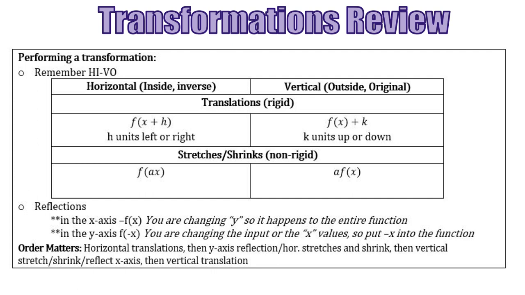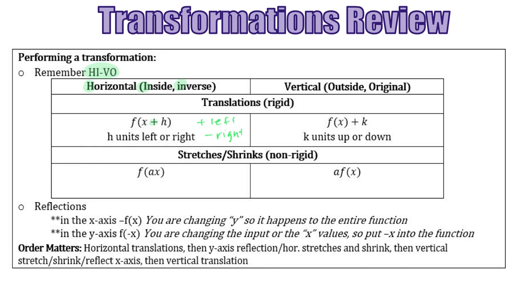So I learned a mnemonic called HIGH-VO, and that helps me remember where things are happening with a function in terms of transformation. So the HI part: the horizontal stuff happens inside the function, and it is the inverse of what you think it should be. So when you see plus, that actually means left. When you see minus, that actually means right. So horizontal happens on the inside, and it's the inverse of what you think it should be.